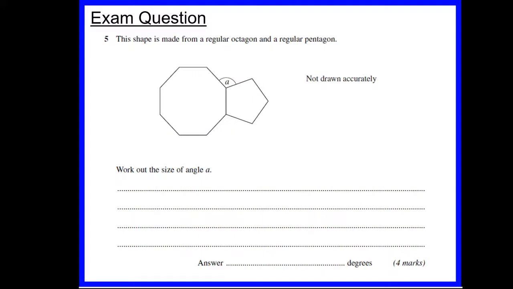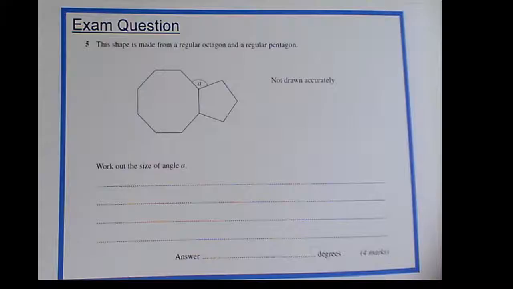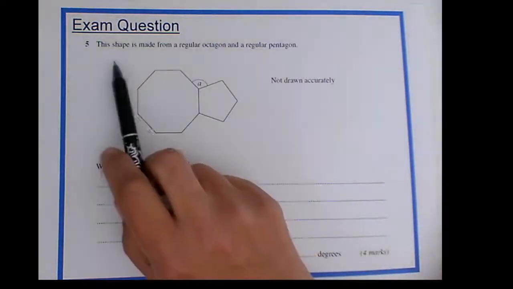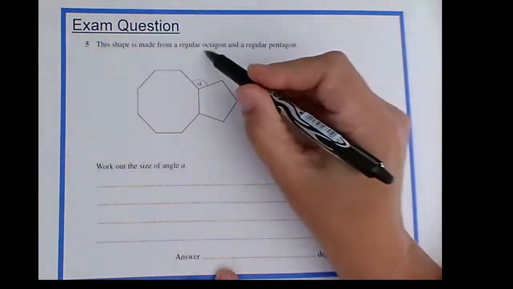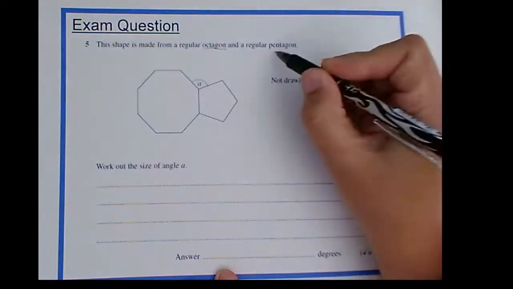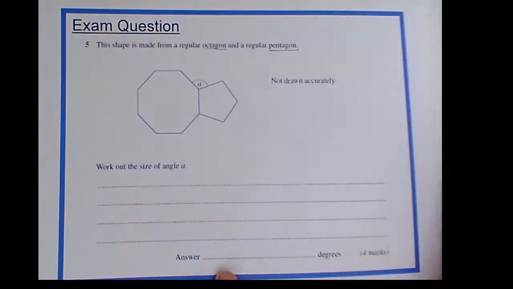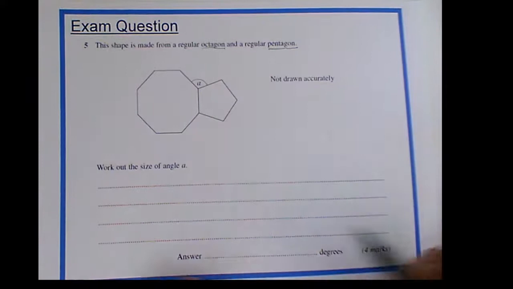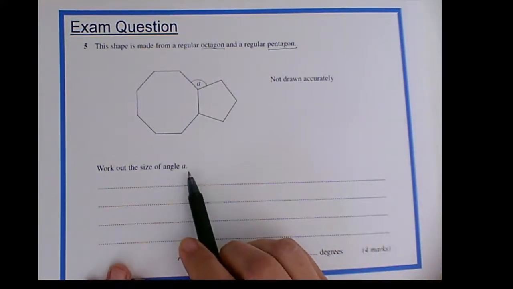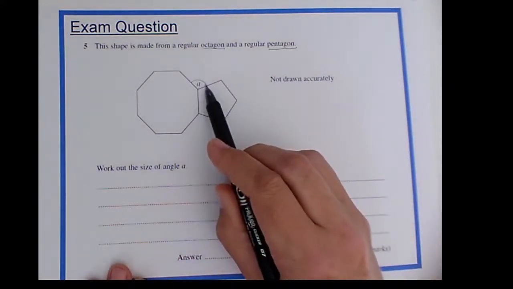Okay, so we're going to have a look at some exam questions. I'm going to do this by handwriting them just to make it easier for you to see. Okay, so we've got our question. This shape is made from a regular octagon and a regular pentagon. So we've got our two shapes there. We're asked to work out the size of angle A, so angle A on the outside here.